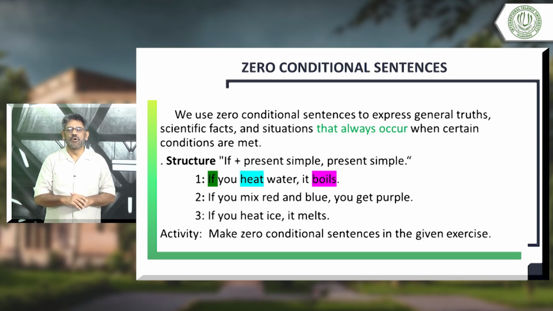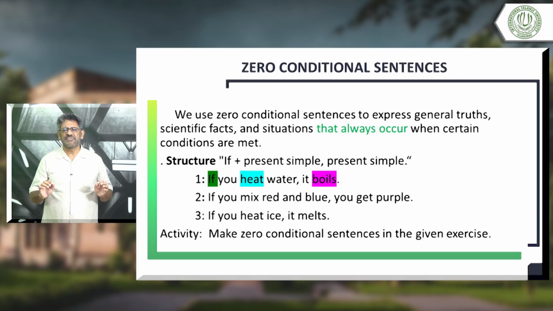If you mix red and blue, you get purple. Those students who have some knowledge of science can recognize that when you mix red and blue, you get purple color. It is always like that. It doesn't change. Yes, you can have different shades. If the amount of red and blue is different, you might get a different shade of purple. Keep this in mind, please. Then, if you heat ice, it melts. It is always like that. Whenever you heat ice, it will melt. So this is the rule. This is the zero conditional.